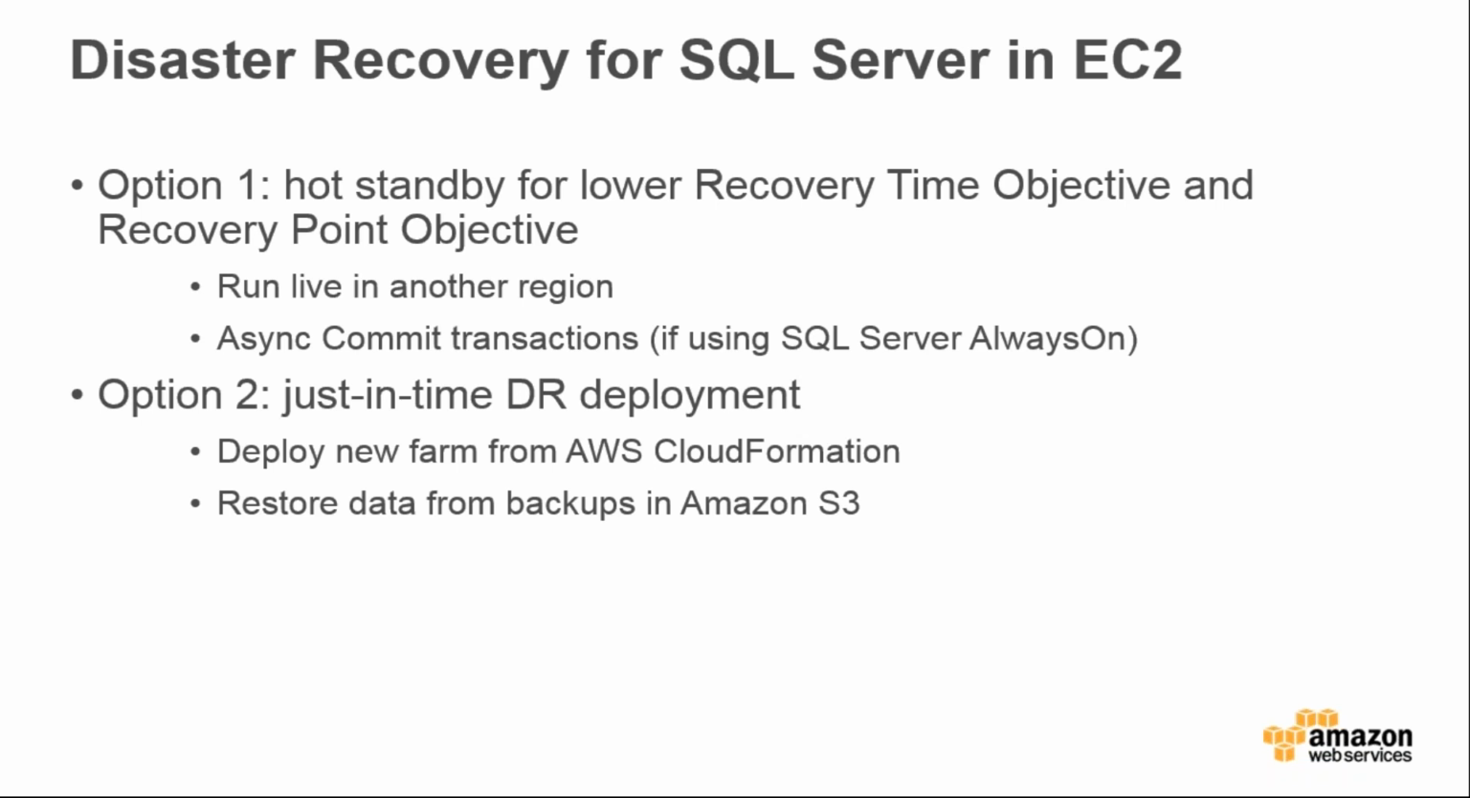Now, if you do what I'll call just-in-time DR, that's the option where you say, yeah, we want to have a second region, but we're not going to have it deployed and running all the time because that might be expensive. Well, that's fine. We provide a service called AWS CloudFormation that lets you spin up that environment just in time, literally in minutes. You could restore a whole SQL farm with those instances, and then restore your data from backups in Amazon S3. Depending on the size of your data, you could be looking at several minutes to several hours to get that database back online. So that's up to you how you want to approach that.